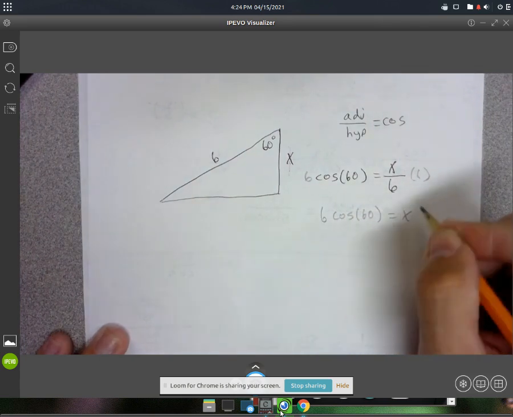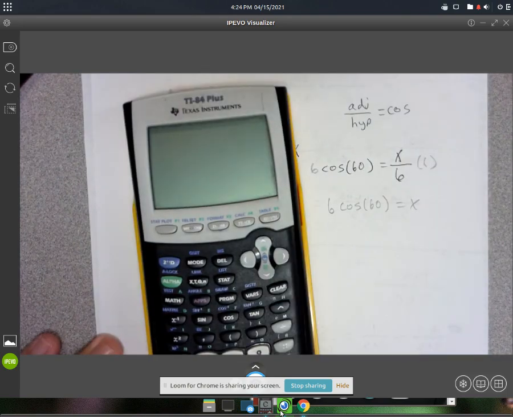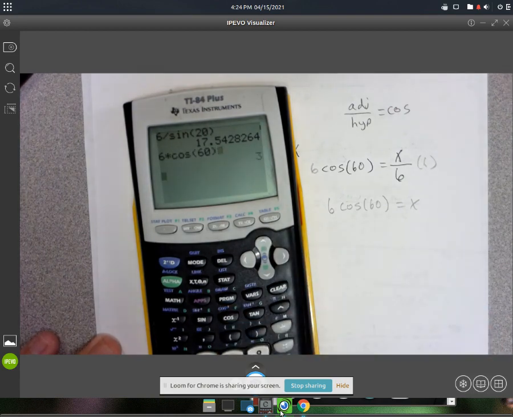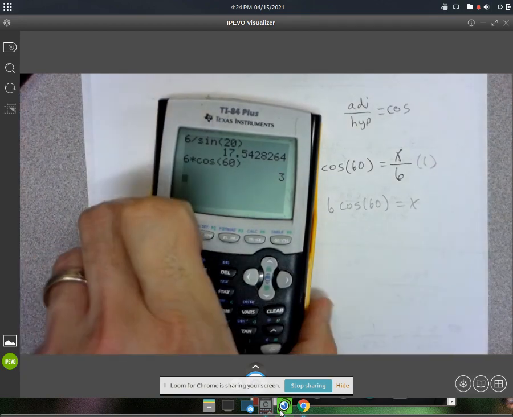So your answer is going to be 6 cosine of 60. That might be how they have it on the test. But if you punch that in, 6 times the cosine of 60, it's going to give you 3.